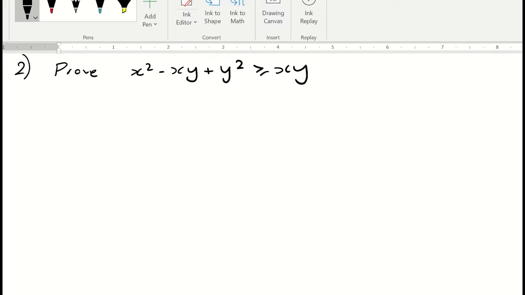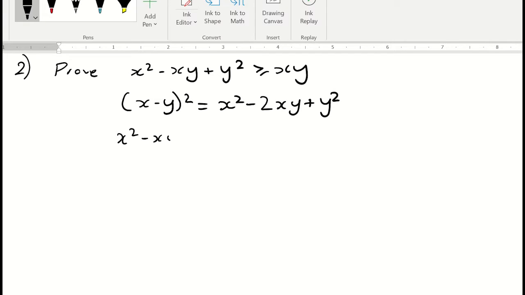Alright, so straight away, I'm going to be thinking, how does this look familiar? It looks like this, and we know that's equal to x squared minus 2xy plus y squared. So therefore, we can then say that x squared minus xy plus y squared is really x minus y all squared.